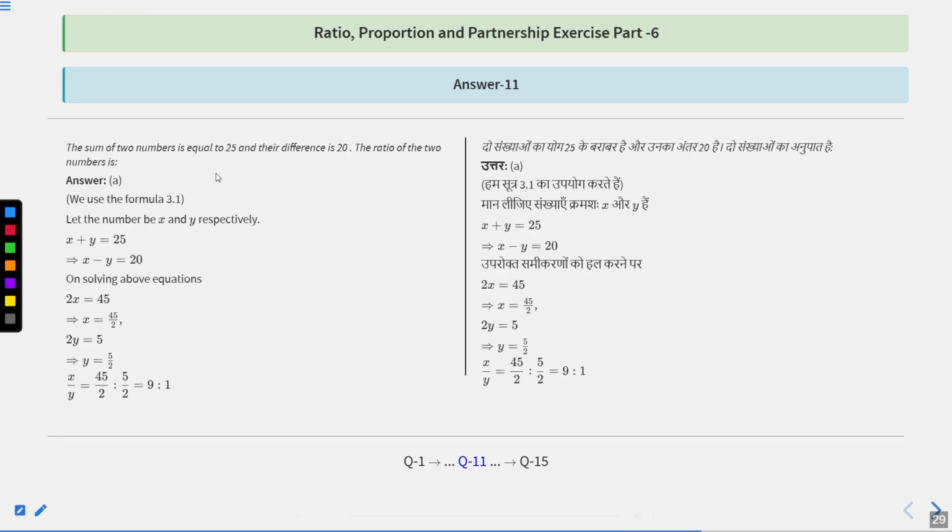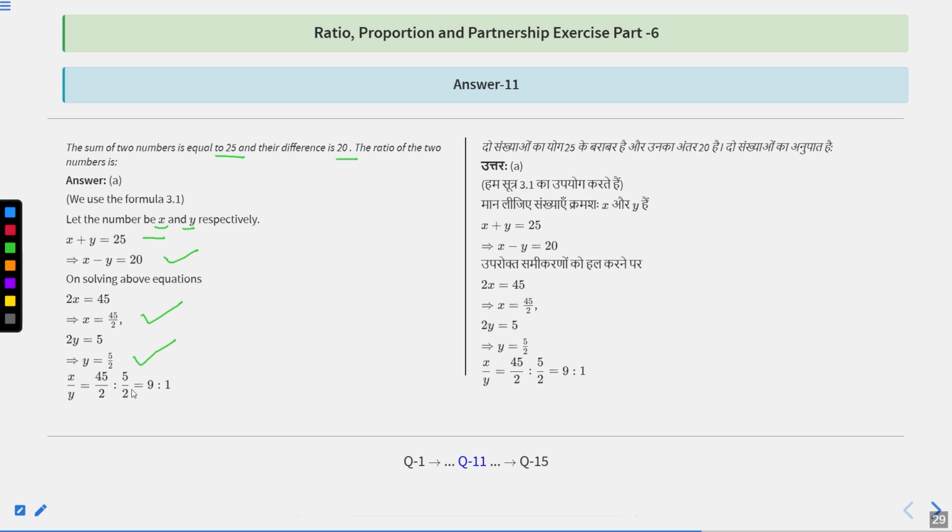First we let the two numbers be x and y, because it is given that the sum of two numbers is 25 and their difference is 20. Clear? So we make the first equation, x plus y equals 25, and x minus y equals 20. When we calculate, we get x equals 45/2, and when we calculate the value of y, we get 5/2. So what will be the ratio of these two numbers, x upon y? It means 45/2 ratio 5/2.